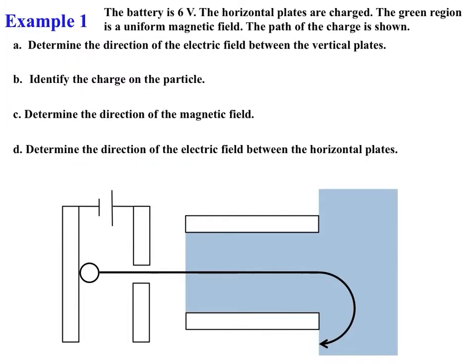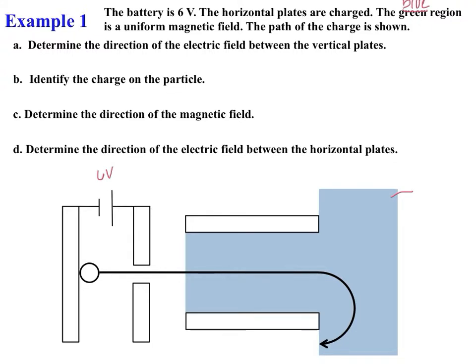So again, here we have a picture that's completely blank. All we're given is that we have a battery with 6 volts, and we know that these horizontal plates are charged, that the green region is a uniform magnetic field. That's going to be this middle piece right here. It's actually my blue region. And then we can see that the path of the charge is shown.